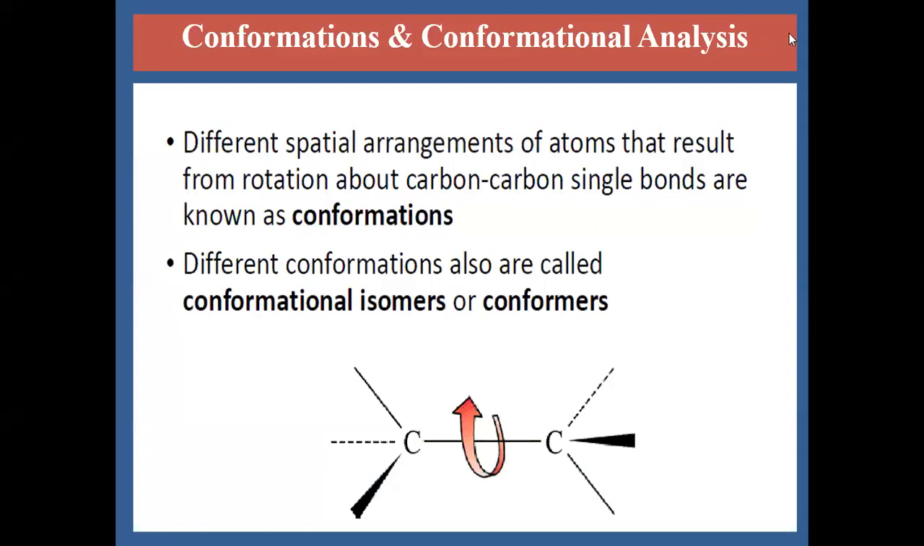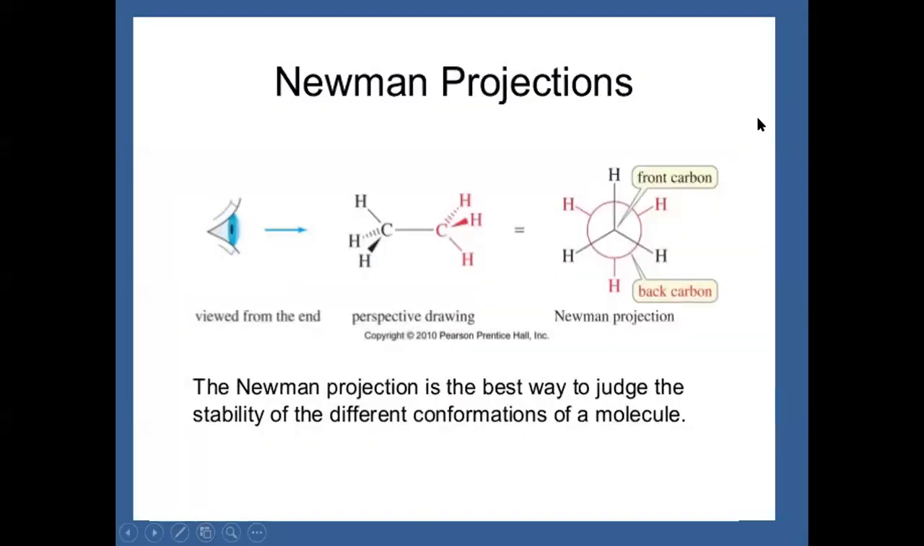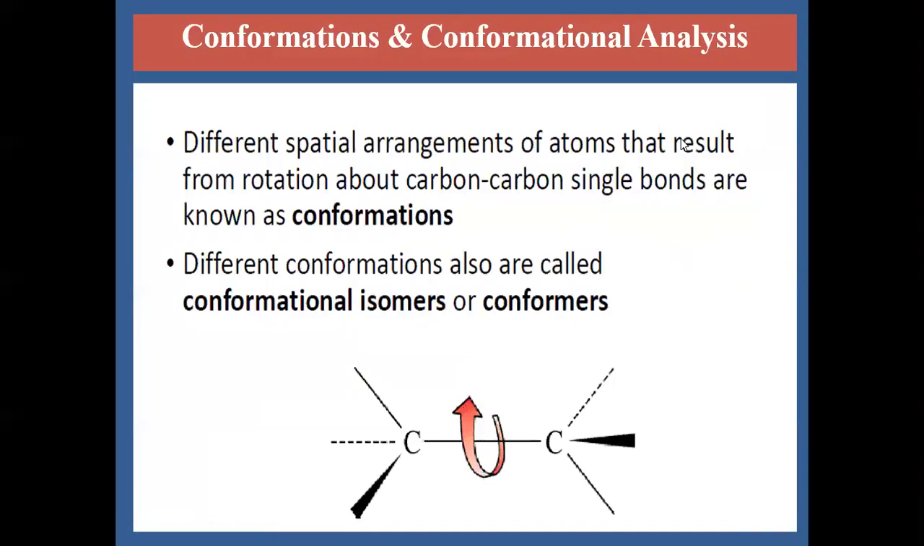When a molecule contains a carbon-carbon single bond and that bond rotates, after that rotation we get different types of isomers, and these isomers are called conformations. These different conformations are also called conformational isomers or conformers. As you can see here, there is a rotation of the carbon-carbon single bond.